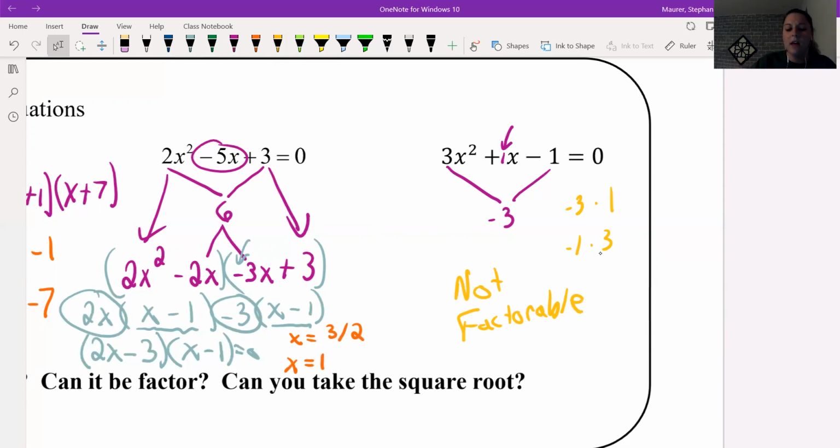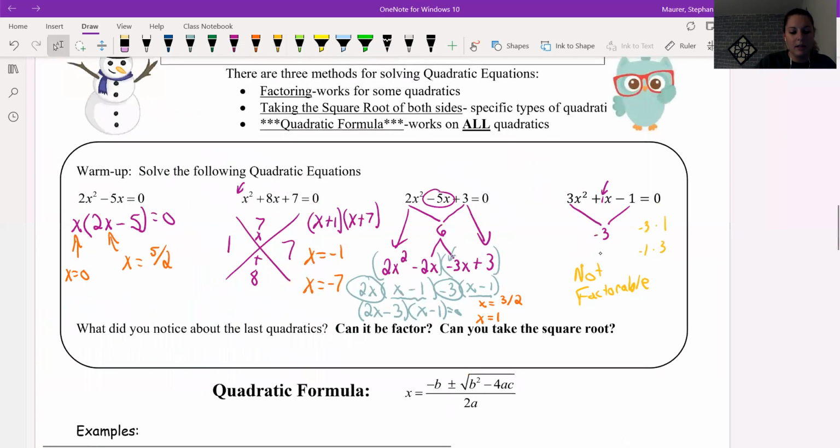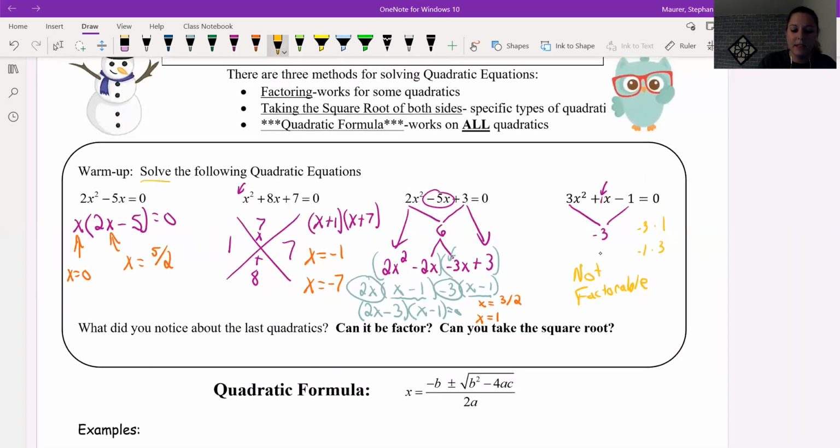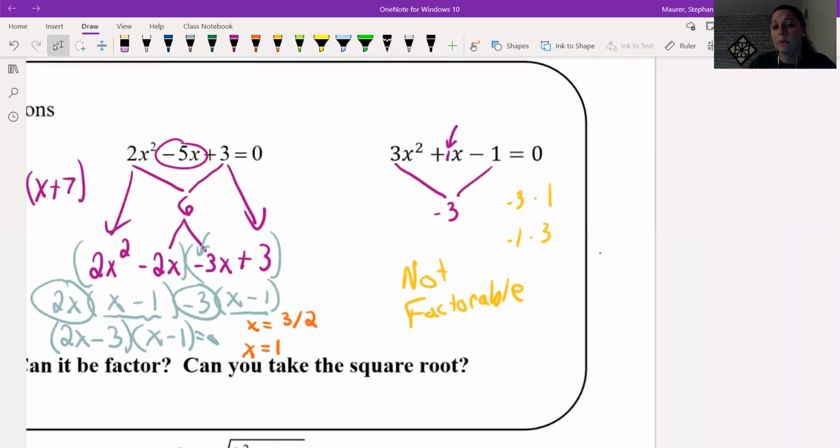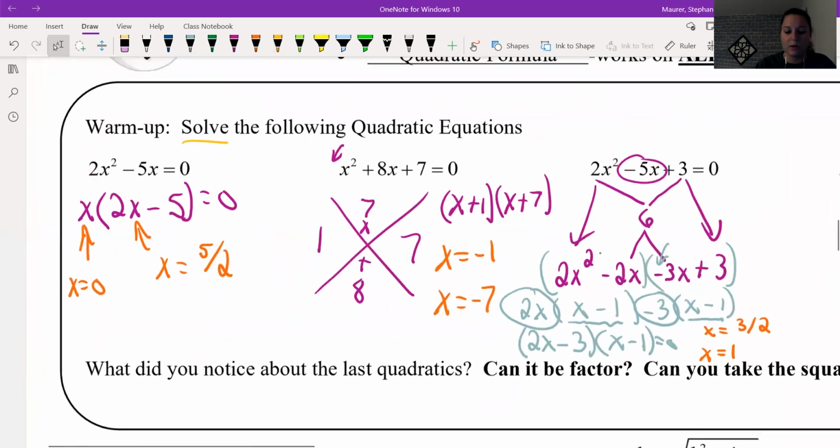It's not factorable. But actually, if you look back at the directions, it simply says solve. It doesn't say factor. So coming back to this problem, it might not be factorable, but is it solvable? And this is where the quadratic formula comes into play. The quadratic formula helps us find the value of x without factoring. Now, of course, sometimes factoring is great. We look at those first 3 problems. With factoring, we were able to figure out all these answers, okay?